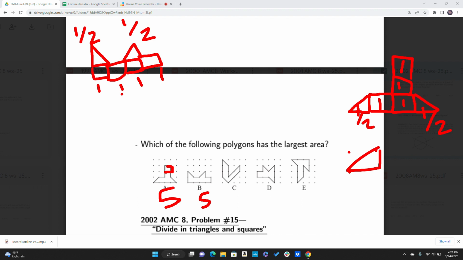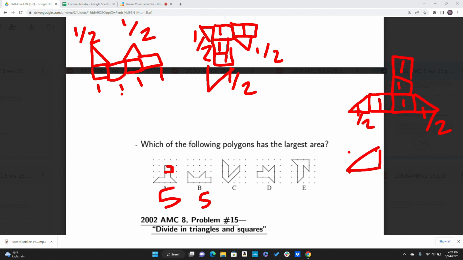Okay, what about E? We've got a triangle, a square, a square, a triangle, a square, a square, and a triangle. Okay, remembering again, those squares have area 1, triangles have area 1/2. Adding that up, we get 5.5. Okay, so that's something bigger.